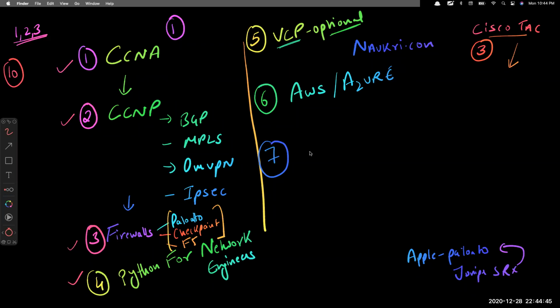And then the seventh point. Note down what I'm telling you. This is the future: AWS, Azure cloud migration.